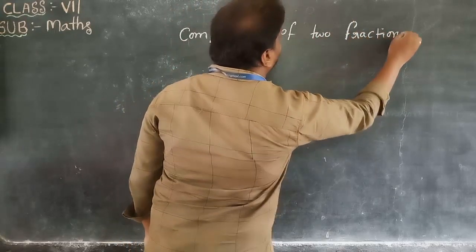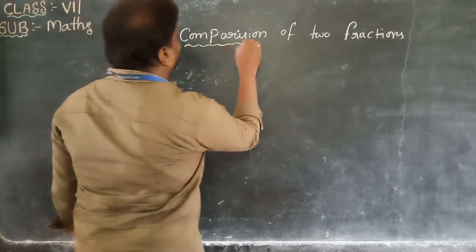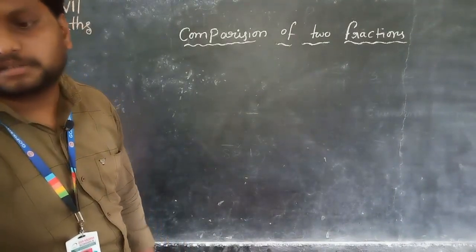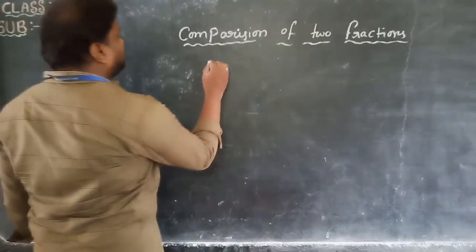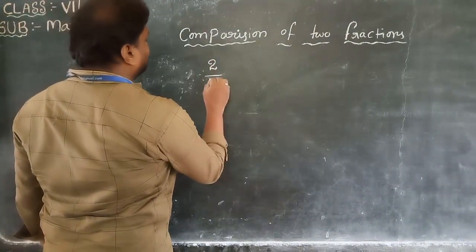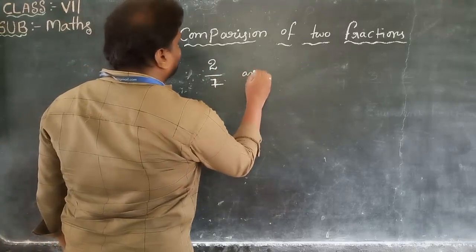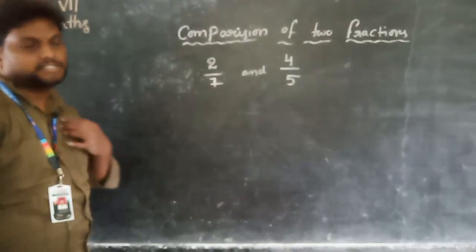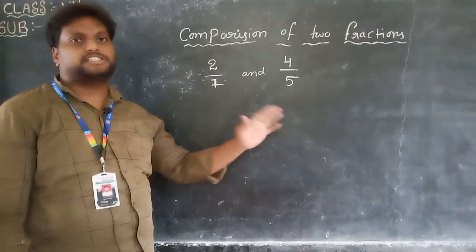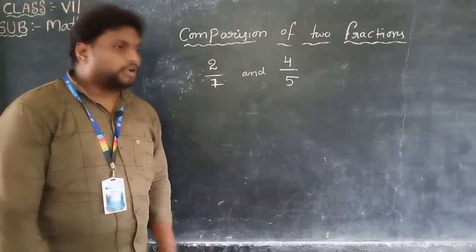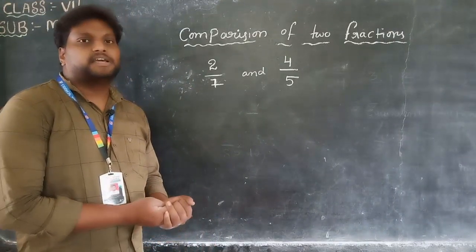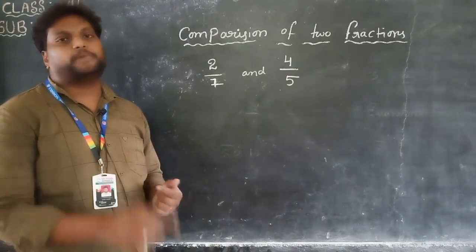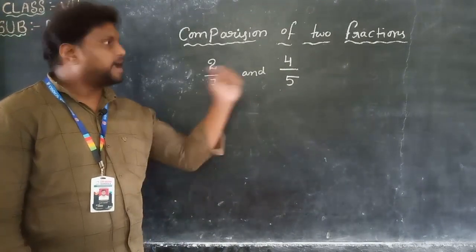Now, comparison of two fractions. See here, 2 by 7 and 4 by 5. We have two fractions. In this, which is the smallest fraction and which is the biggest fraction, we need to know. First of all, to compare any two fractions, compulsorily we should equalize the denominators or equalize the numerators. Okay, before going to this problem, I will explain that.